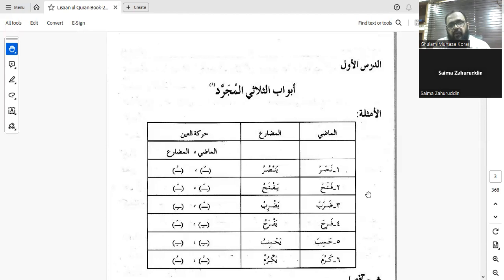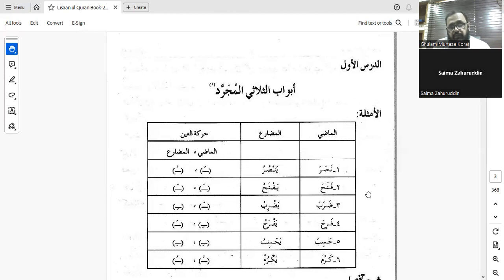The second chapter belongs to Fataha Yaftahu. In Fataha Yaftahu, Kalimatul Ain of Mazi and Kalimatul Ain of Muzare, both of them take Fatha. And the third chapter is Daraba Yadribu. The Kalimatul Ain of Fel Mazi in Daraba takes Fatha, and Kalimatul Ain in Mudare takes Kasra. So it becomes Daraba Yadribu. So this is Bab Daraba Yadribu.